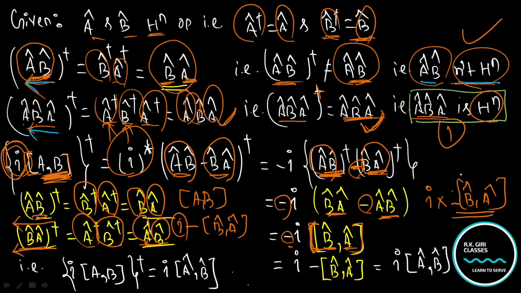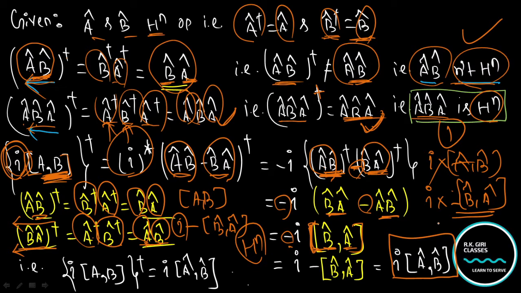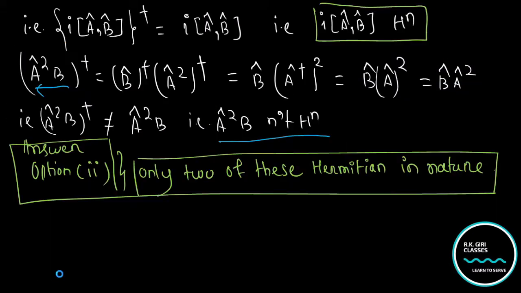That means it can be represented like this: A cap B cap commutator, and i was there. So that means i A cap B cap, i A cap B cap. Clear? That means i A cap B cap dagger is equal to i A cap B cap, the whole bracket is equal to i A cap B cap. That means it's a Hermitian operator. Clear this part? That means we got two answers for the Hermitian condition.